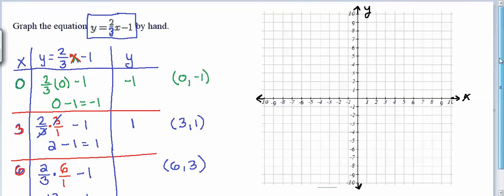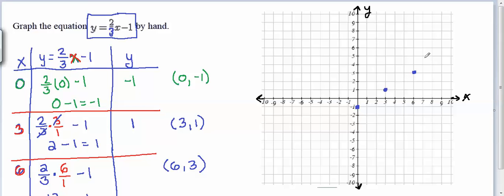Once I have my 3 ordered pairs, I can plot those on the graph. So here's the first point, 0, comma, negative 1. So my x is a 0. I go down to negative 1 in the y direction. Then I have the point 3, comma 1. So my x is a 3, and I go up 1 in the y direction. And now I have the point 6, comma 3. So my x is a 6, and I go up to 3 in the y direction.